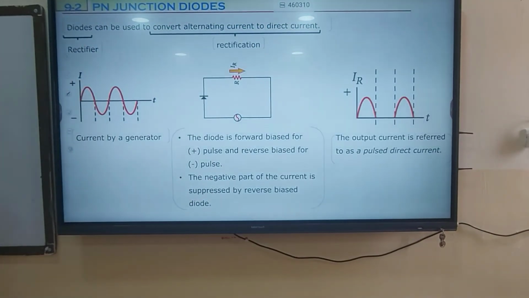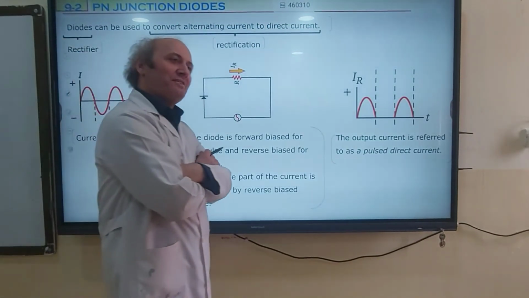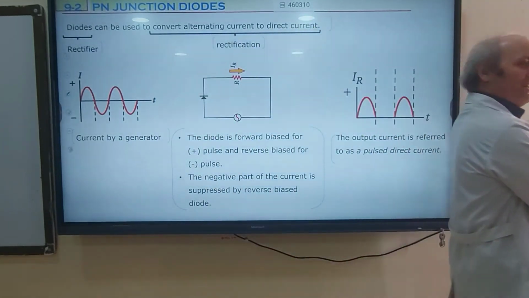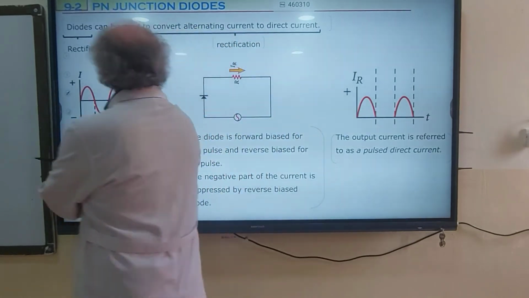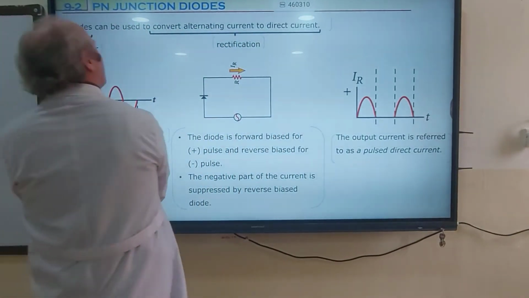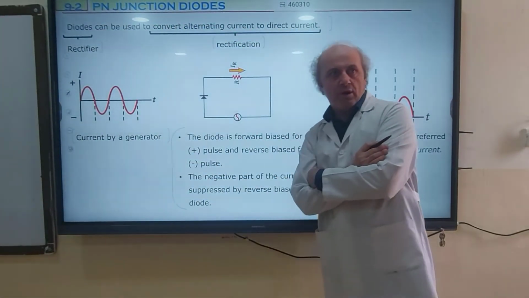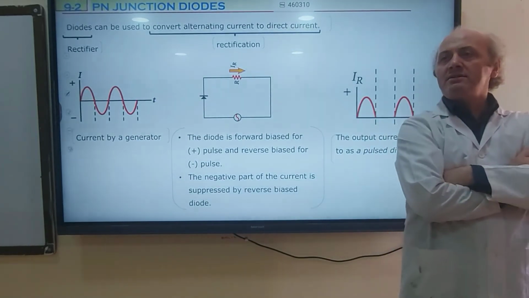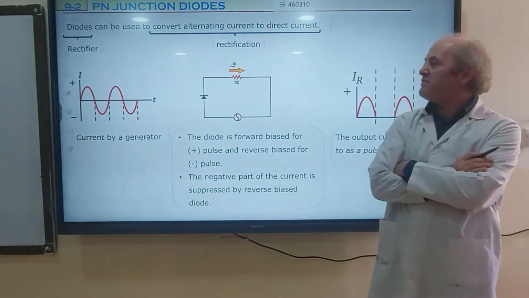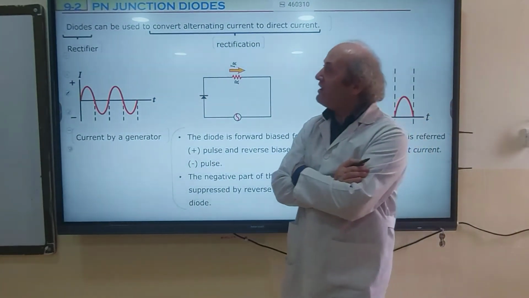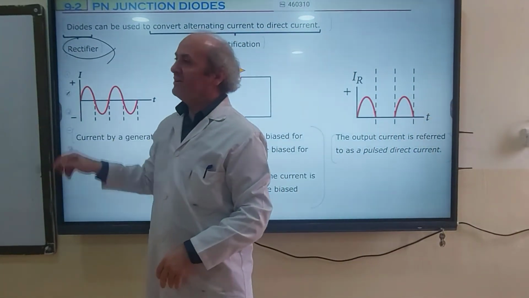Diodes are very important because they are used to convert alternating current to direct current. This process of converting alternating current to direct current by using a diode is called rectification. That's why diodes are named as rectifiers.